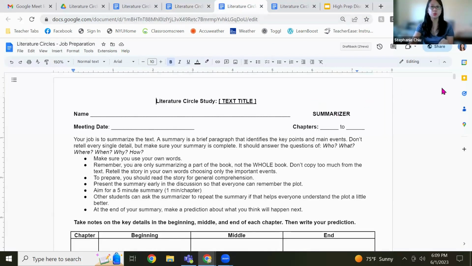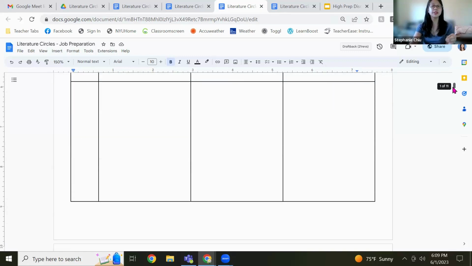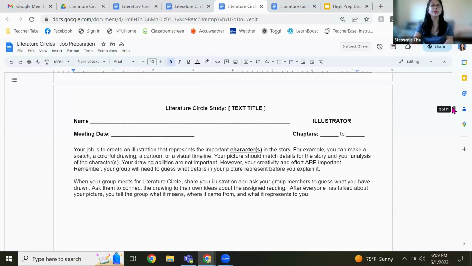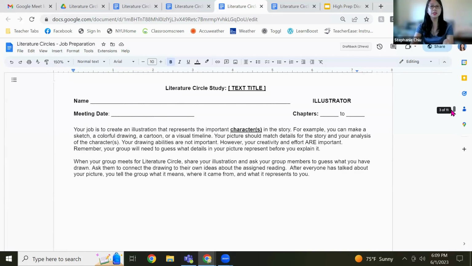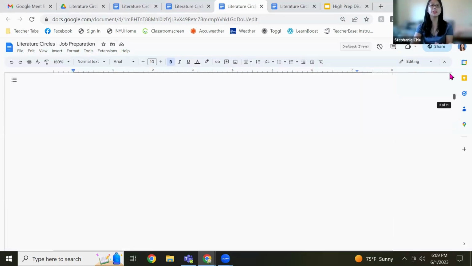You should also provide the students with a job preparation worksheet, and this worksheet should be completed before the discussion in advance. Each worksheet should be specific to each role. And of course, you can provide directions for how to complete the worksheet and reminders of what their role or responsibility will be during the discussion.